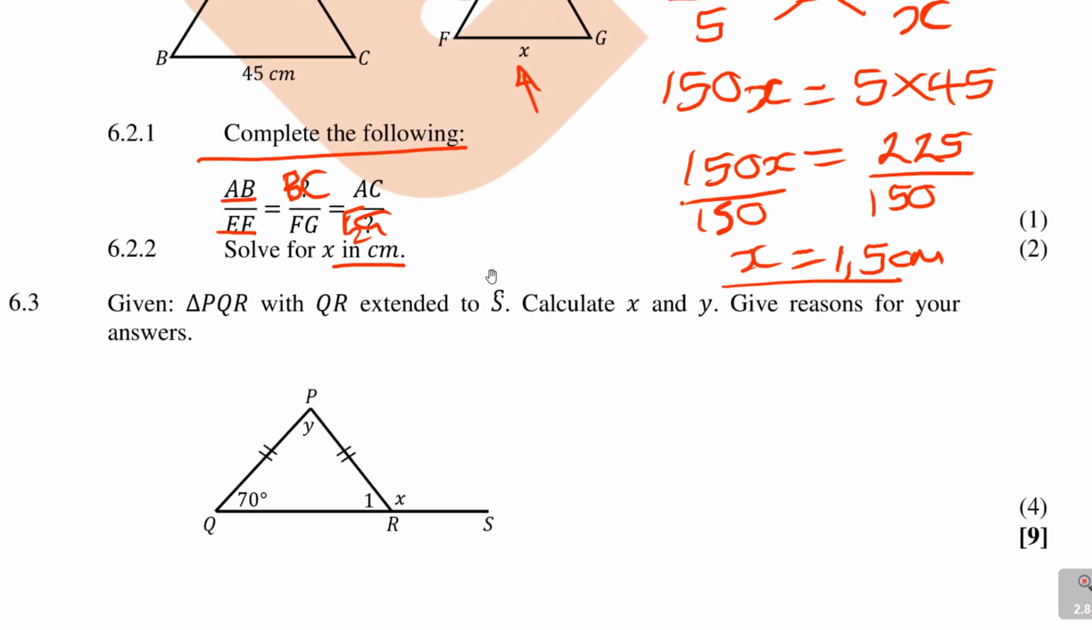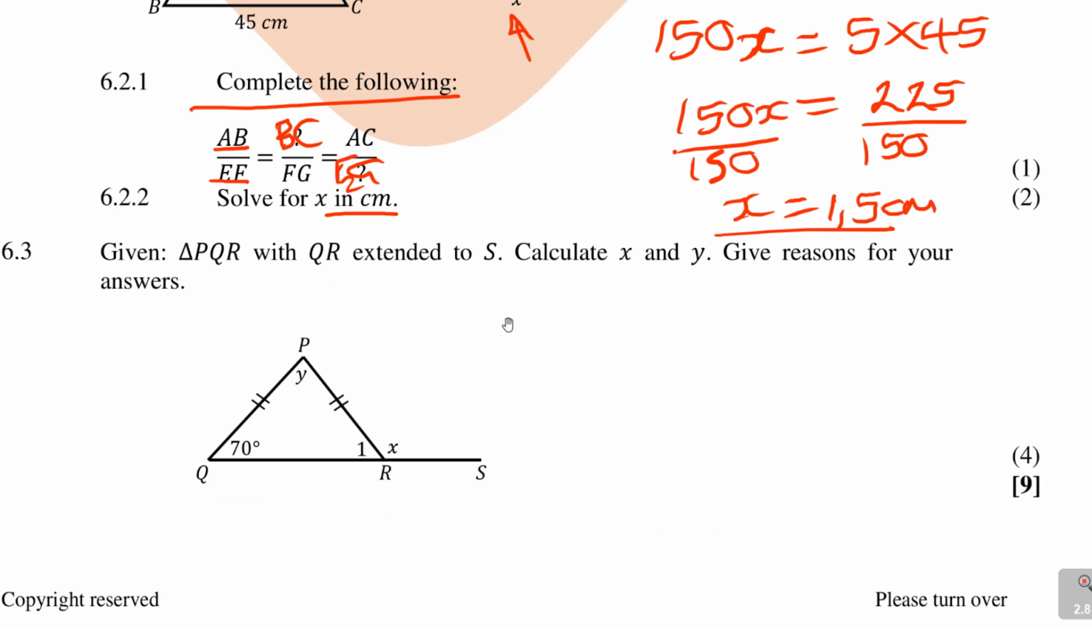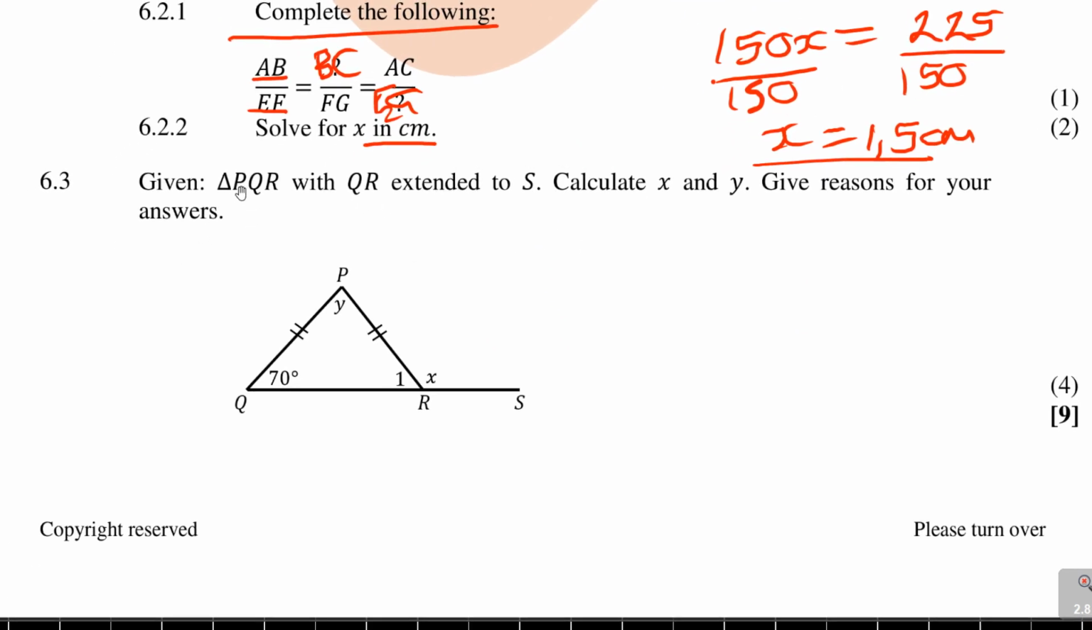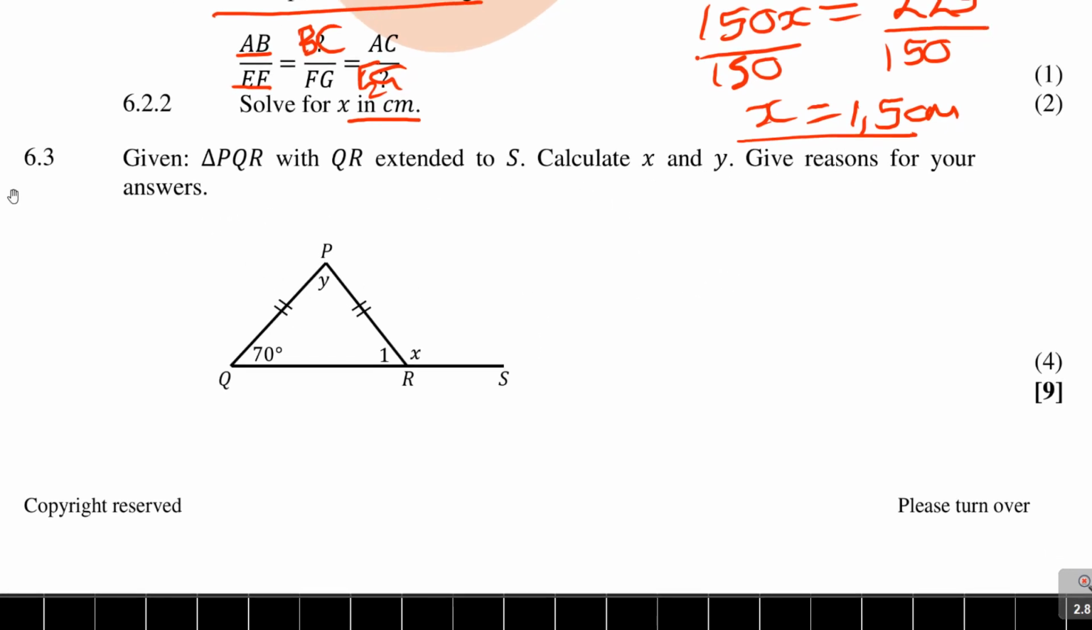Yes, I see it. And then let's continue there, 6.3. Given triangle PQR with QR extended to S, that line there. Calculate X and Y, give your reasons for the answer. What are you going to find as X and Y? I think we did this together another time, am I right? Yes, we did it together. How do we find X and Y?